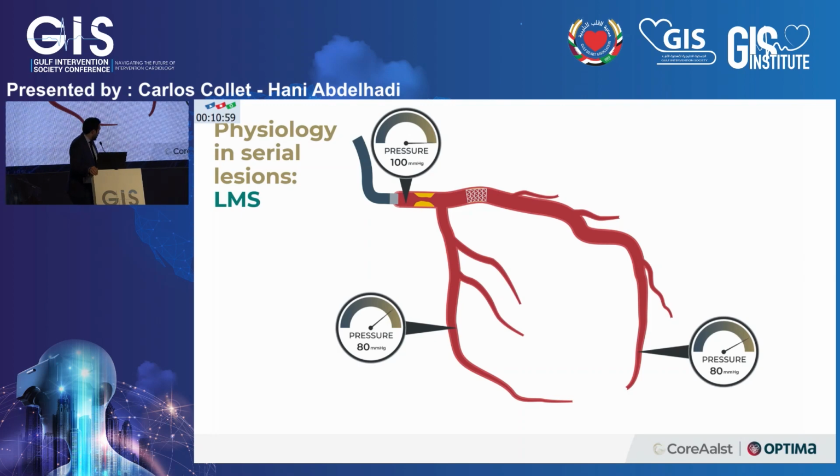So, Hani, in your case, if you treat the LAD and it becomes completely revascularized, the FFR in the circumflex will decrease. Why? Because the amount of flow that is coming into the left coronary circulation will increase because of the PCI. That's very nice. Very interesting.